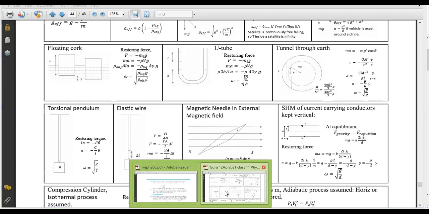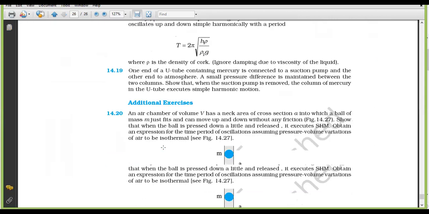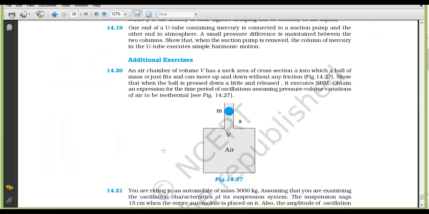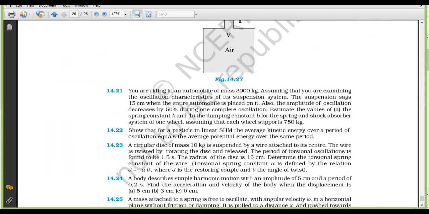So go back and study the theory from your notes. So 18 and 19 I already completed in the theory. 20 also I completed in the theory, but it's all there in the handbook also.